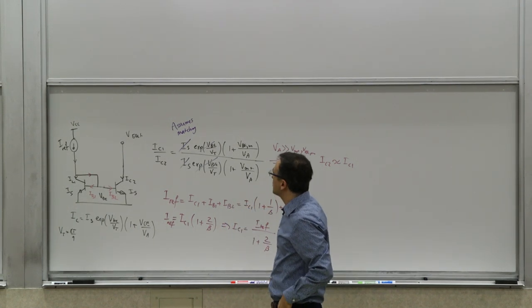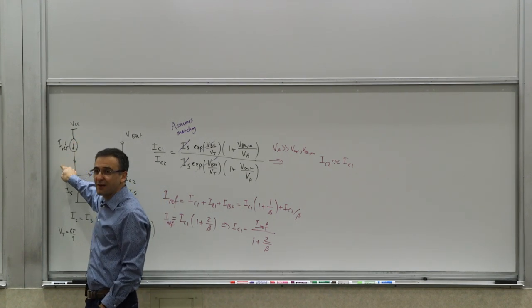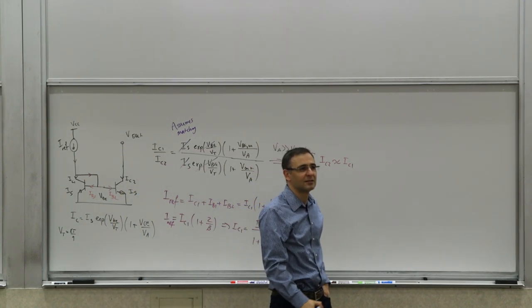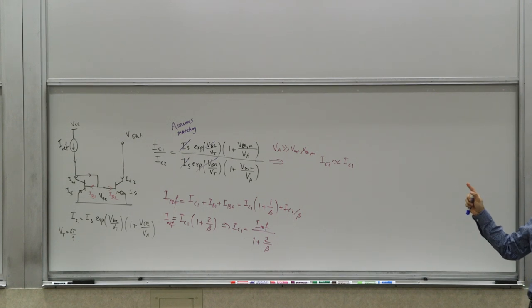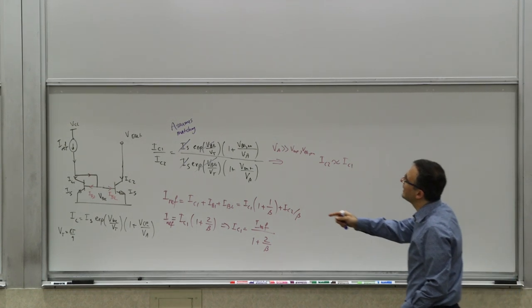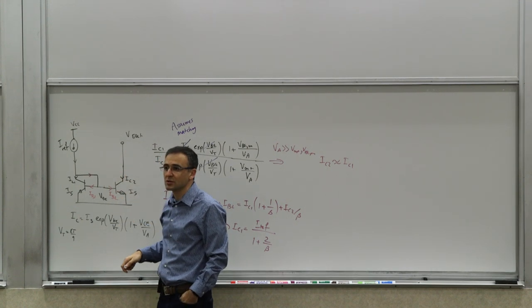So the idea here is that if you have a good reference, let's say we have this magical reference that has good properties, the good thing about it is that you can replicate it, you can make a copy of that, because now I can feed this to whatever I want to bias this path. This is my new current source.